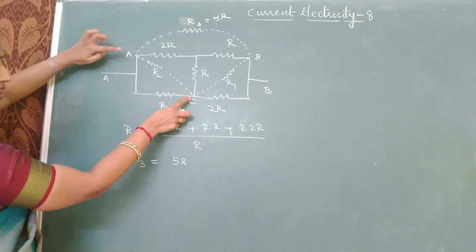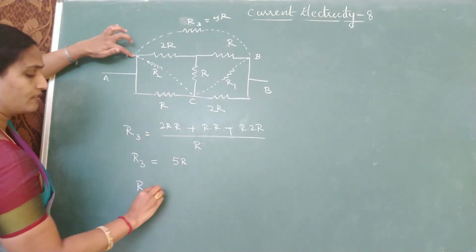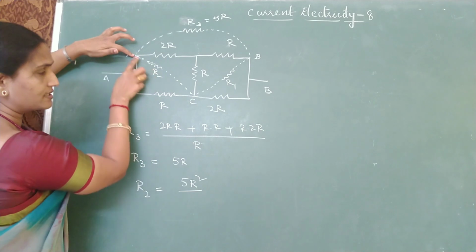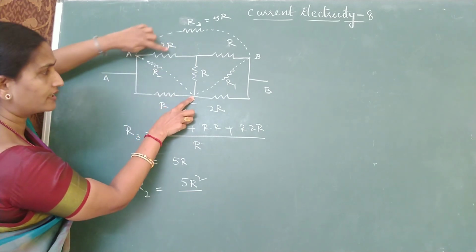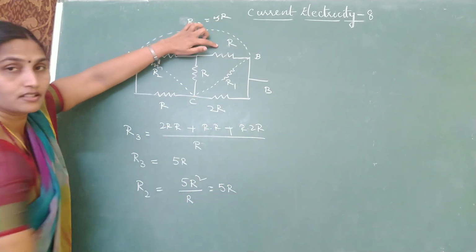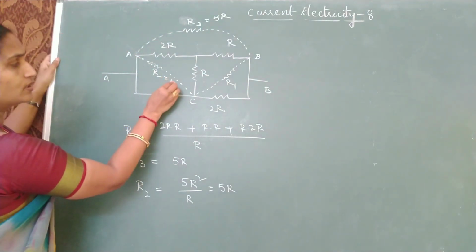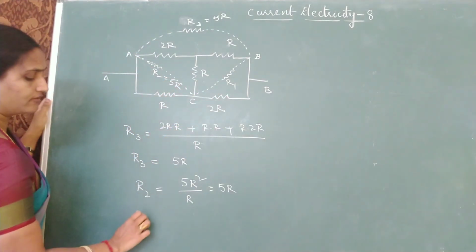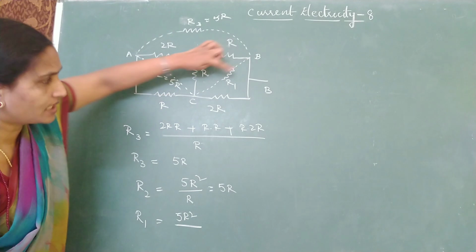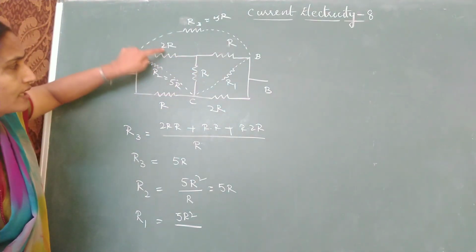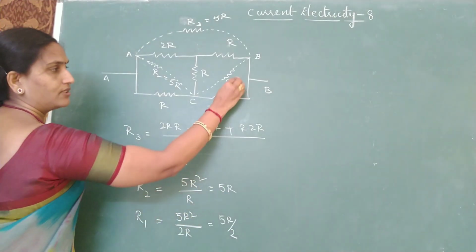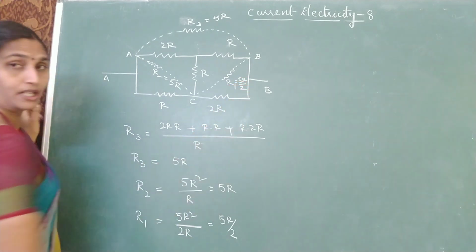Keep it aside. Similarly, tell me the answer for R2. We know the numerator is not going to change. Numerator remains as 5R square only, divided by, since I want this resistance, 2R and R are connected to it. Which is the other one? R. Again you will get the answer as 5R. So R2 is also equal to 5R. What about R1? Numerator will remain the same, divided by, since I want R1, the resistor which is not connected to R1 is 2R. Is it 5R by 2? So R1 we have got as 5R divided by 2.